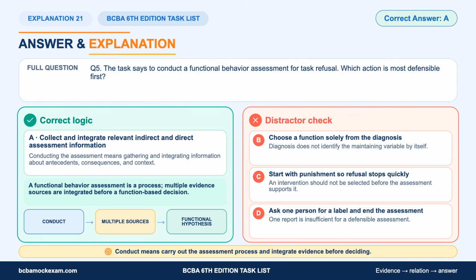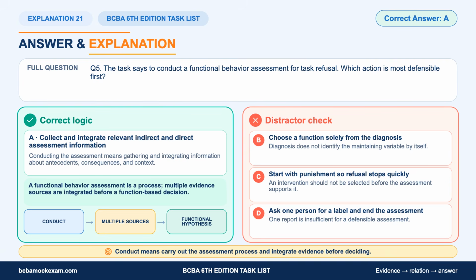B. Diagnosis does not identify the maintaining variable by itself. C. An intervention should not be selected before the assessment supports it. D. One report is insufficient for a defensible assessment.